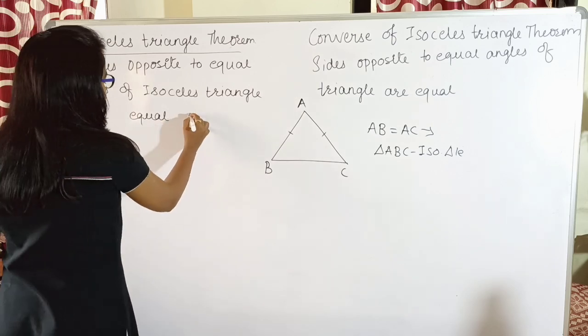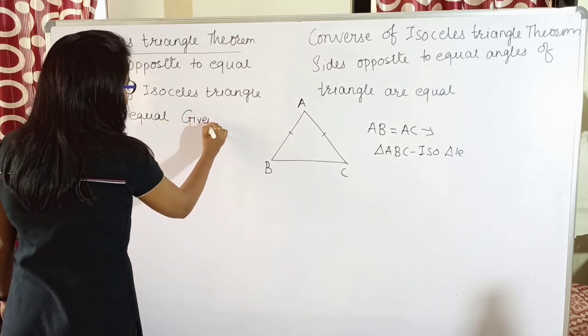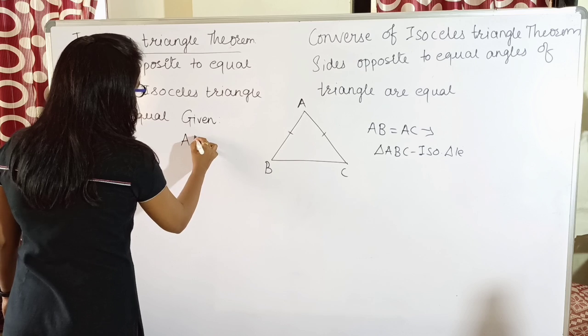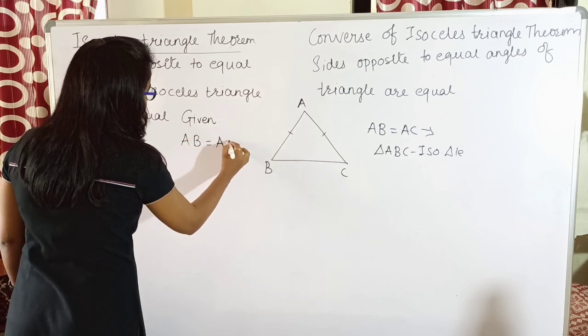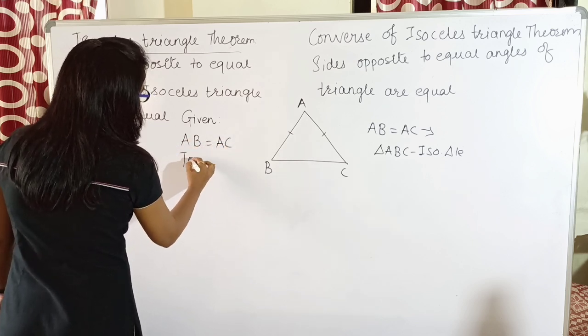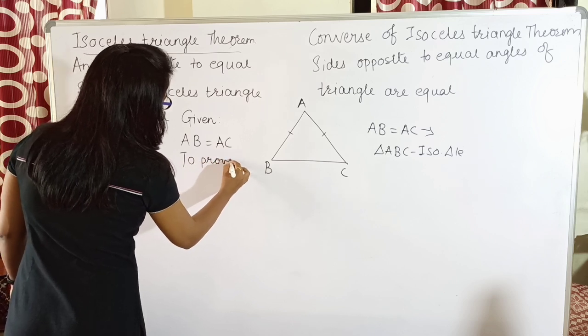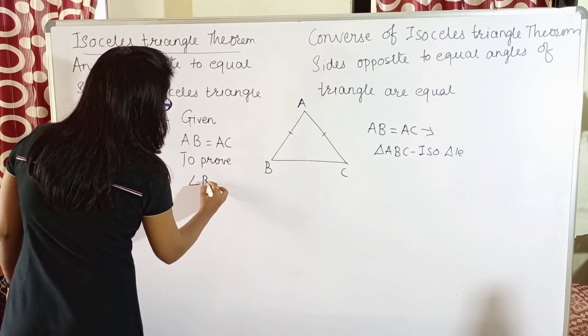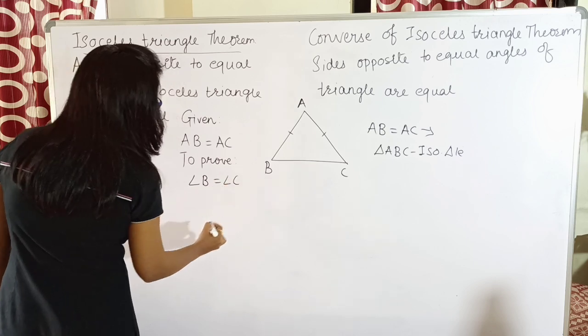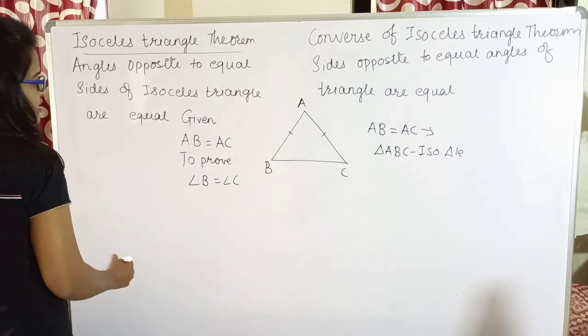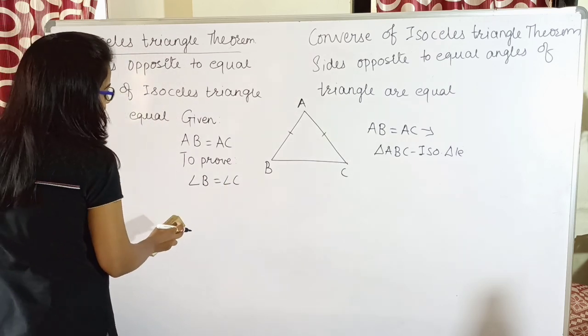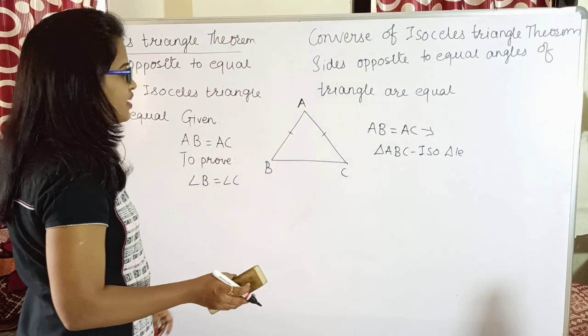What is your given information? They have said that it is an isosceles triangle. It means AB is equal to AC. And what is your to show? I have to show angle B is equal to angle C. Or you can write it as angle B equal to angle C.